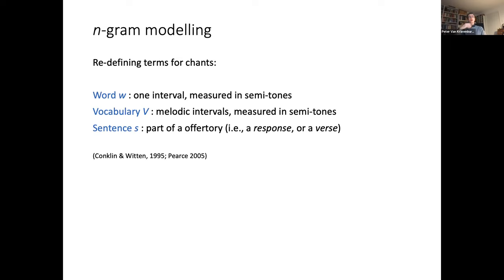We are now talking about chants and not about language, so we have to redefine some terms. A natural language sentence is a sequence of words, but we have a sequence of notes, which also can be seen as a sequence of intervals. An interval is the distance between two notes. So what we do is we take the sequence of intervals as words. And so our vocabulary is all the possible melodic intervals. We measure those in semitones, and then a sentence is a part of an offertory. So each part of an offertory we take as a sentence.